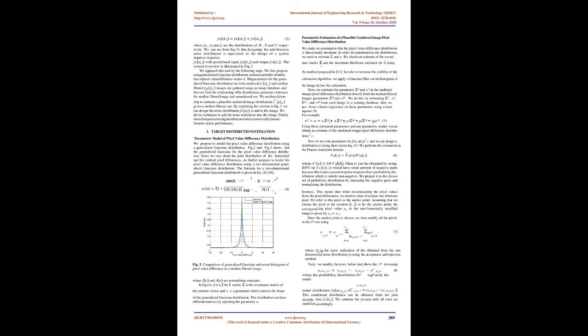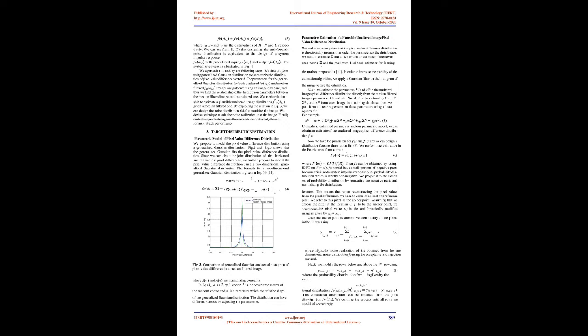3. Target distribution estimation. Parametric model of pixel value difference distribution. We propose to model the pixel value difference distribution using a generalized Gaussian distribution. Fig.2 and Fig.3 show that the generalized Gaussian fits the pixel value difference distribution. Since we care about the joint distribution of the horizontal and the vertical pixel differences, we further propose to model the pixel value difference distribution using a two-dimensional generalized Gaussian distribution.